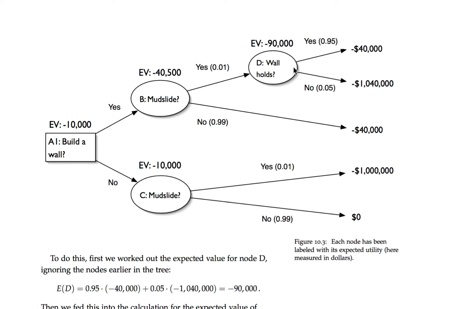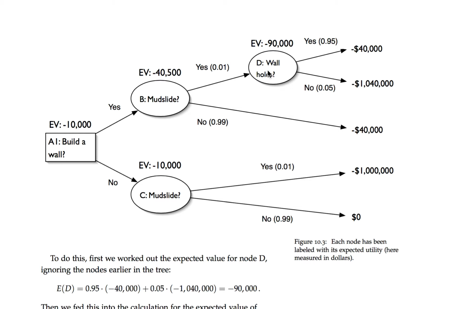There's a random variable here. If we get this option for the random variable, we incur a minus $40,000 cost. If we get this option, we incur a minus $1,040,000 cost. Those events happen with probability 95% and 5% respectively. So if you simply calculate the expected value of that probability distribution, where these are the events and these are the corresponding probabilities, you find that the expected value of node D right here is minus $90,000.